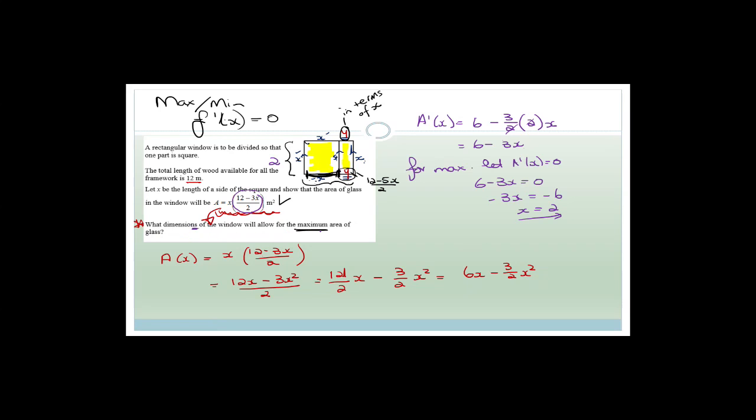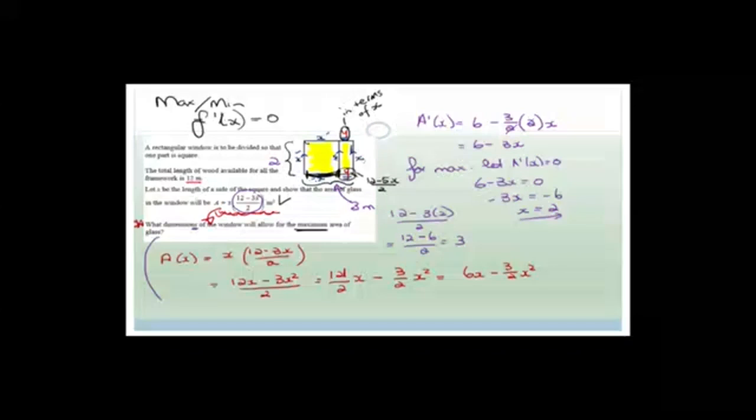Actually, what dimensions will the window allow for the maximum? Yes, okay, that's fine. So then what we would do is we'd have to say that that is going to be 12 minus 3 times 2 over 2, which is 12 minus 6 over 2. 6 divided by 2 is 3. So this is going to be 3 meters. So the dimensions of the window are going to be 2 meters by 3 meters.